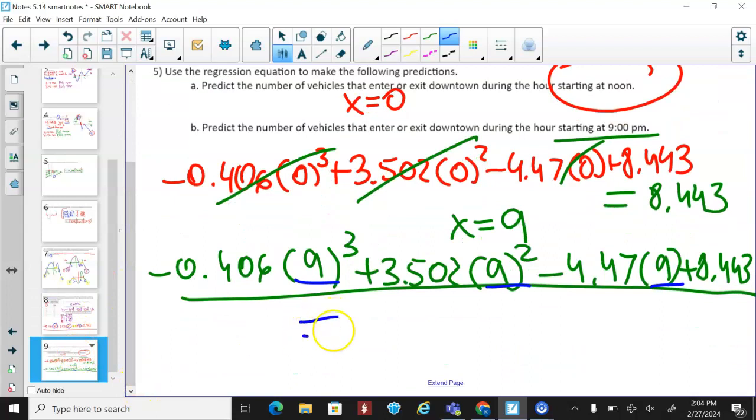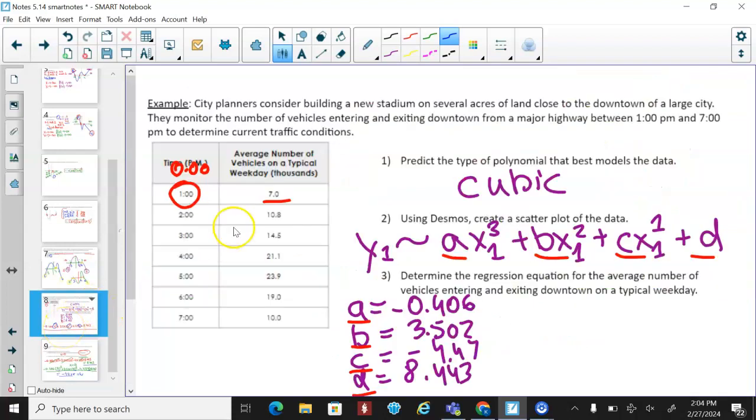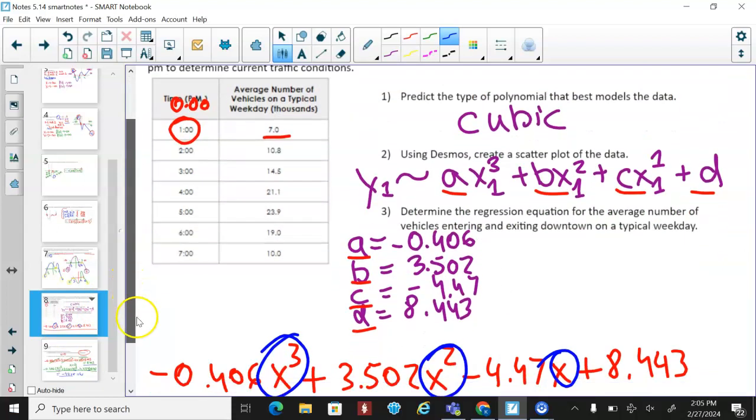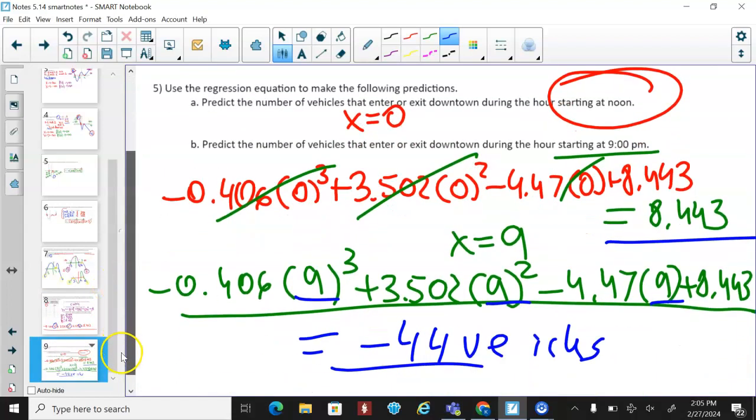When you put it all in the calculator, you should get negative 44 vehicles. So no vehicles on the weekdays starting at 9 p.m. Negative would mean no vehicles. And here we would have 8 vehicles at noon. Okay. So that's all you need to know. You need to know how to do the cubic regression for the formula right here, how to plug it into the calculator, and then how to plug in instead of the x's the values that you're asked about to calculate.